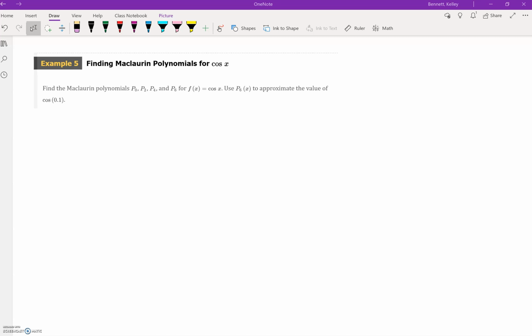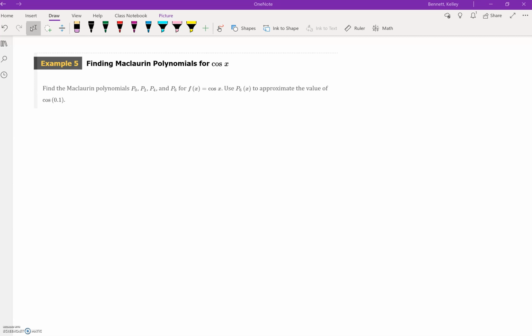So for our next example, we're going to find a Maclaurin polynomial to estimate cosine of x. And the way we're going to do that is, first we're going to run through and get P0, P2, P4, but then we're going to use P6 to estimate cosine of 0.1.